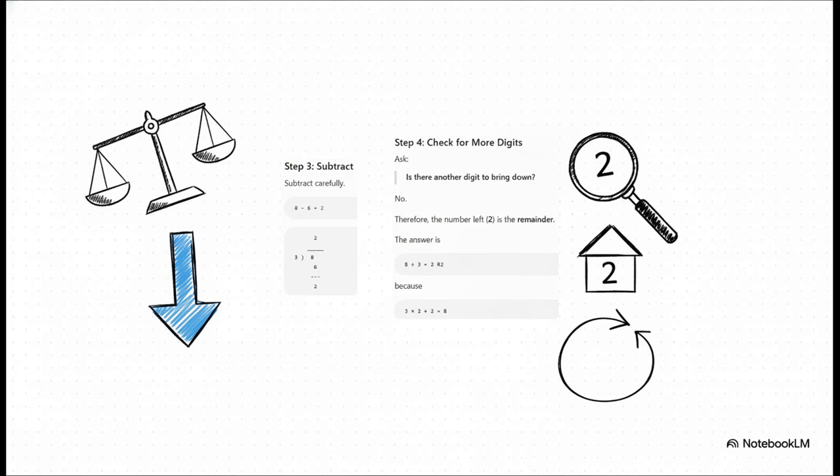Now we hit step 4, bring down or finish. We look inside the house. Is there another digit sitting next to the 8 to bring down? Nope, so we're totally finished. That leftover 2 at the bottom, that's our remainder.